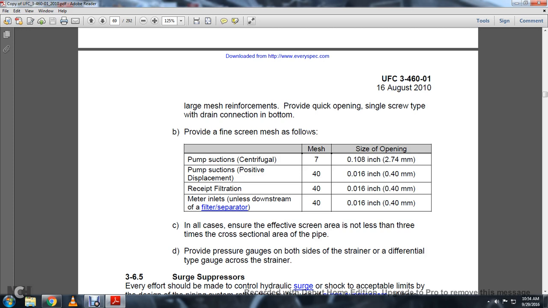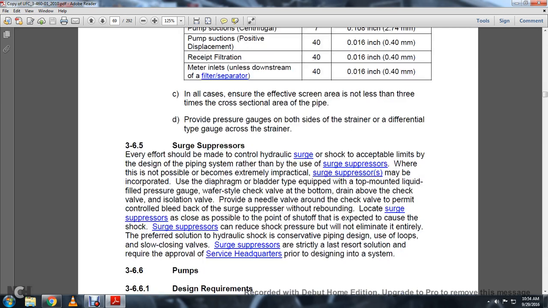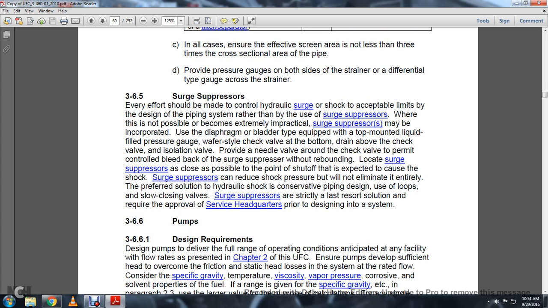The open area is not less than 3 times the cross-sectional area of the pipe. Provide a pressure gauge on both sides of the strainer, or a differential type gauge across the strainer.